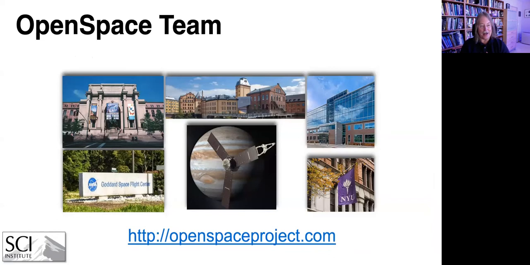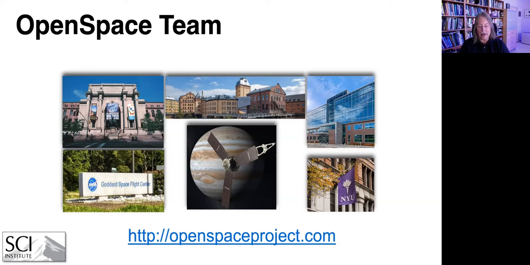And it's a collaboration with the American Museum of Natural History. That's where the Hayden Planetarium is. In the middle there is Anders Ynnerman at Norrköping University in Sweden. We're in the upper right there in the Warnock Engineering Building. Claudio Silva and gang at NYU and then NASA.